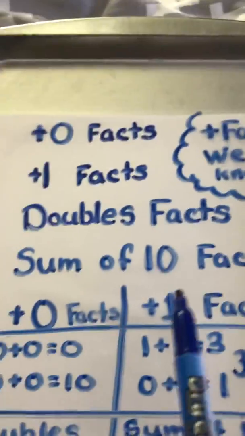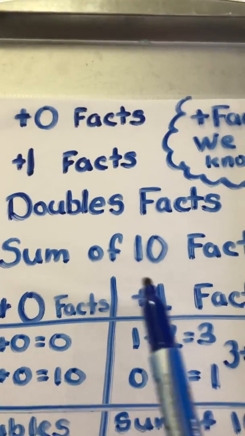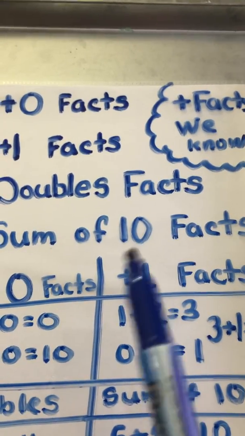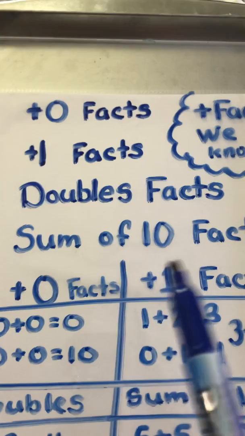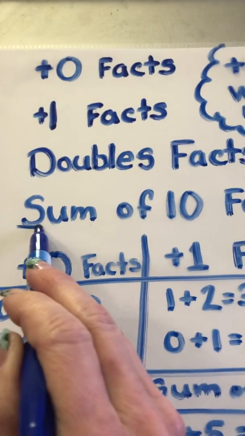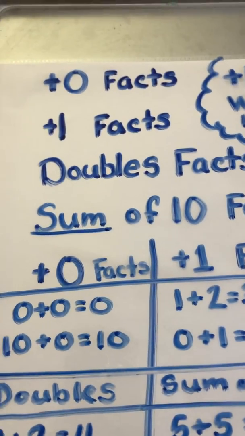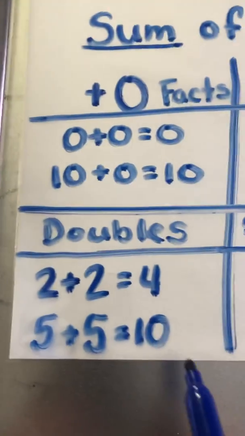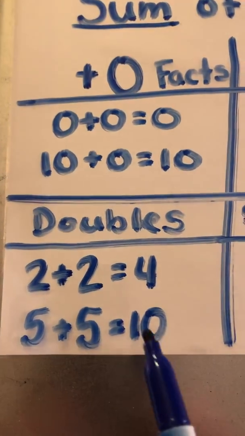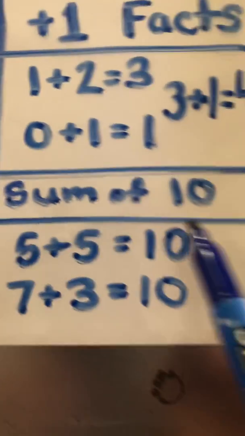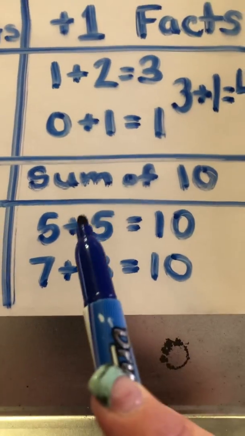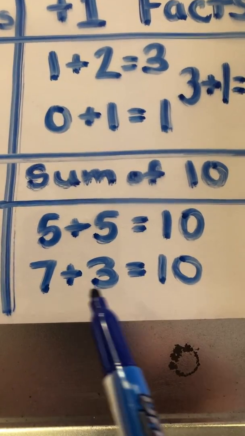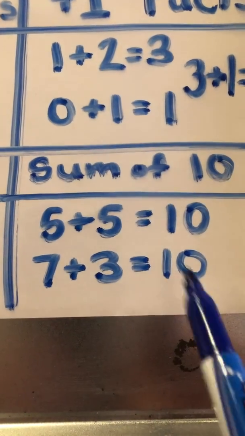5 plus 5 is 10, which also brings me to our next math fact. Sum of 10 facts are all the math facts that equal 10, which means they have a sum of 10. If you're not sure what this word sum means, sum is the answer in any addition problem. So the sum of 5 plus 5 is 10. Here are some other sum of 10 facts. 5 plus 5 is 10. We just did that one. 7 plus 3 equals 10.